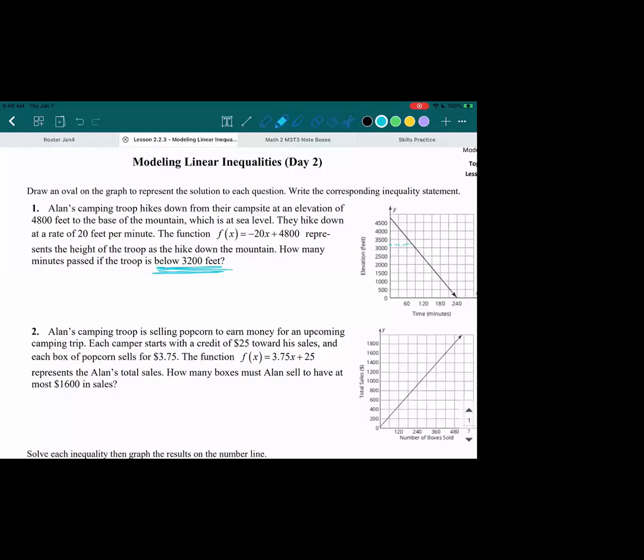So now we're just going to circle the section that is below 3,200 feet. So should I circle the top part or the bottom part if I want below 3,200 feet? Bottom, good. So I'm going to circle everywhere here. So this is our oval. It's an oval because you're circling something that's long. So we're going to draw an oval on the bottom part because that's below 3,200 feet.